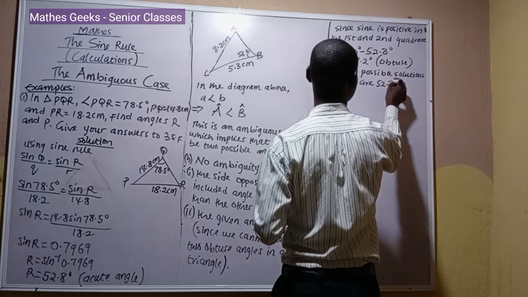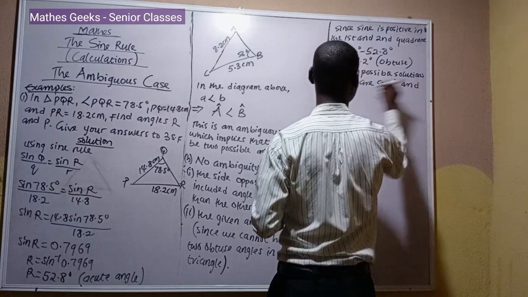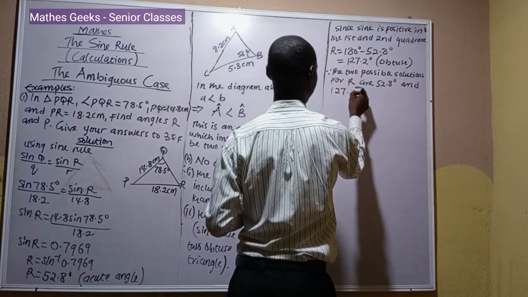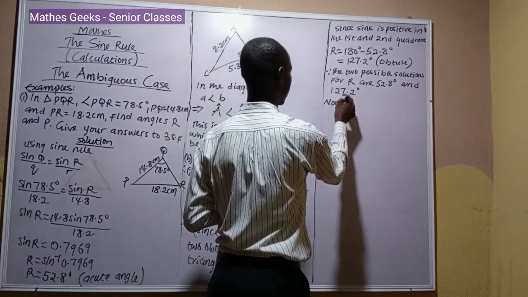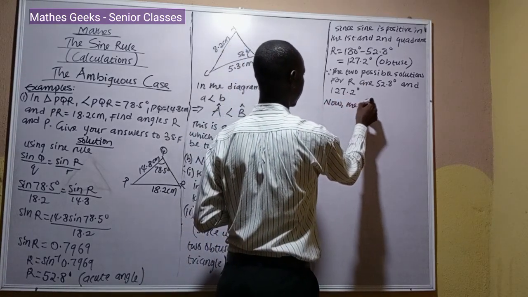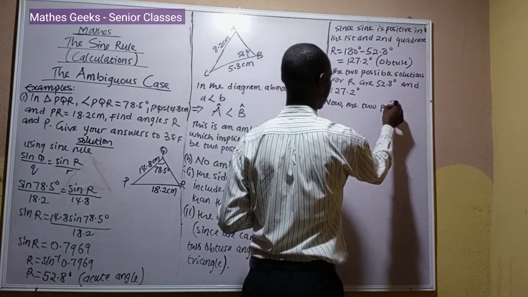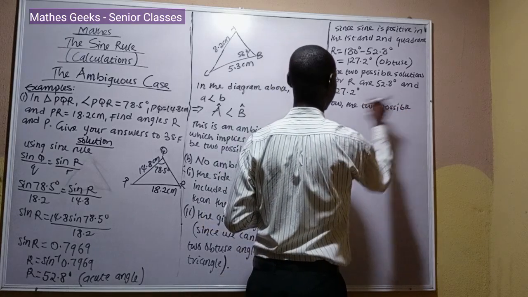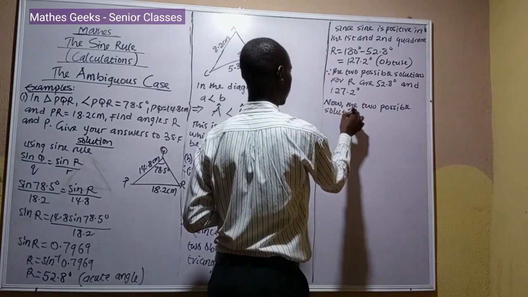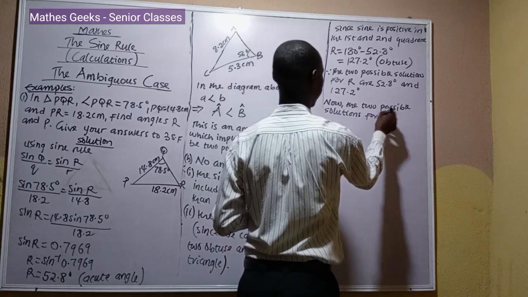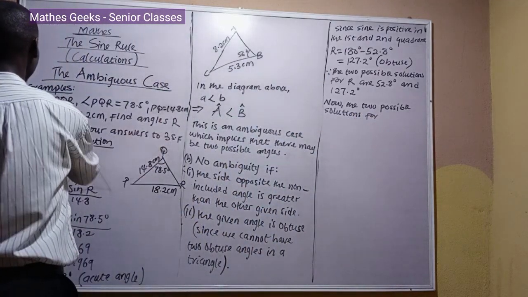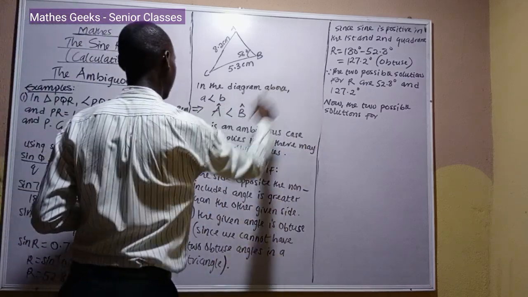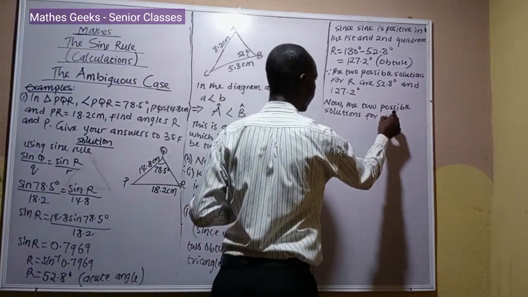52.8 degrees and 127.2 degrees. Now the two possible solutions for the question says we should look for angles r and p. So we've got the value for r. So now let's look for p. First, possible solutions for p.